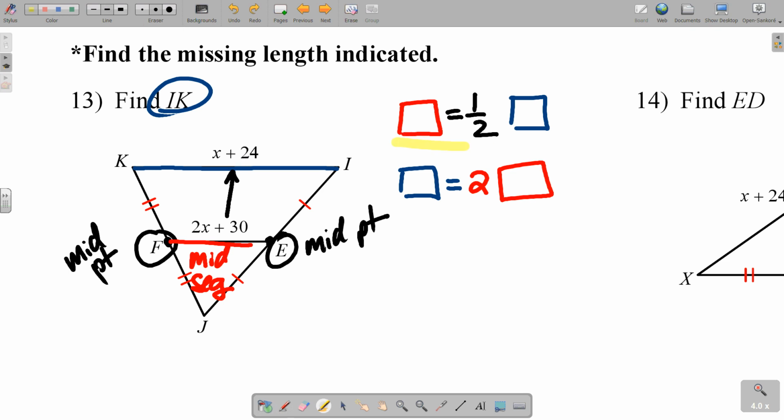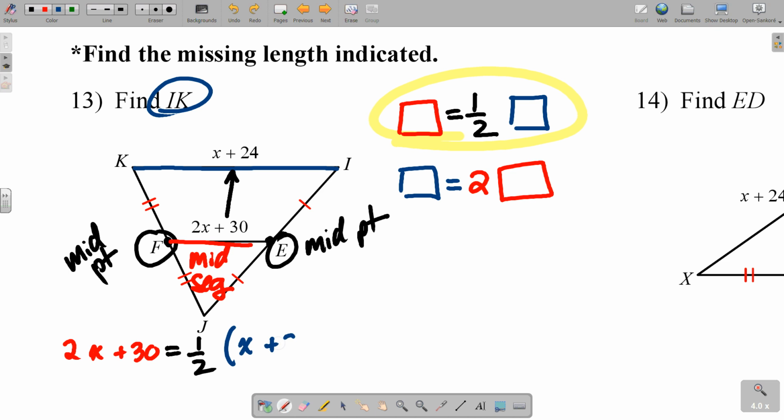Now, if we use this one, it's going to look like this, right? The red, 2x plus 30 equals 1/2 the blue, x plus 24. If we do the other one, we're going to go like this. x plus 24 equals 2 times 2x plus 30.